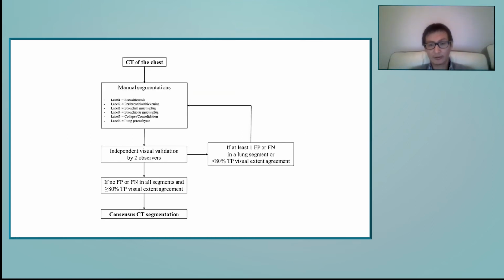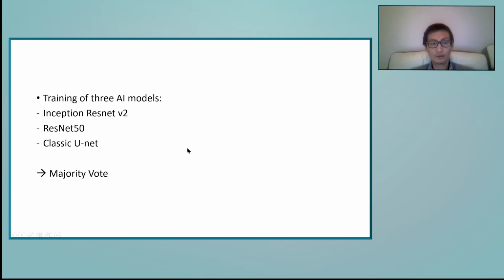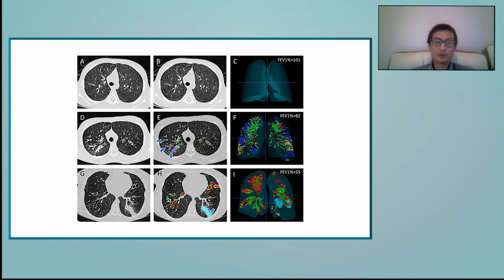There was an agreement between three expert radiologists for this, and we also use three AI algorithms, 2D AI algorithms: Inception ResNet V2, ResNet 50, and the classic U-Net. And the three algorithms were combined to perform a majority vote to be able to reach an agreement between those three AI algorithms. So this is an example of what we have obtained.